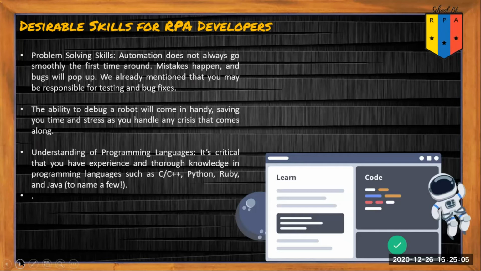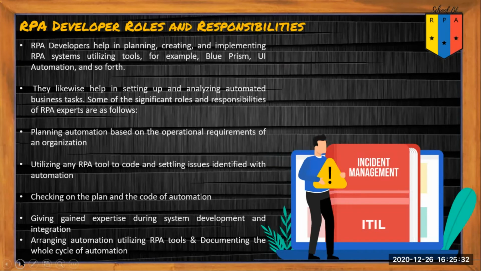Understanding of programming languages. Now, it is critical that you have some prior experience, or at least even if you have done some kind of programming in college, like on Java or C++, that is also sufficient. But you must have some kind of prior programming language experience in C, C++, Java, or Python to become an RPA developer.